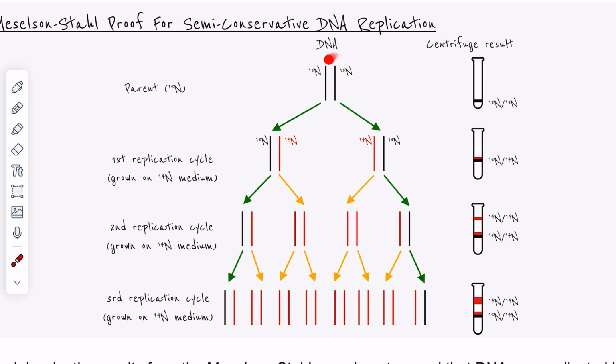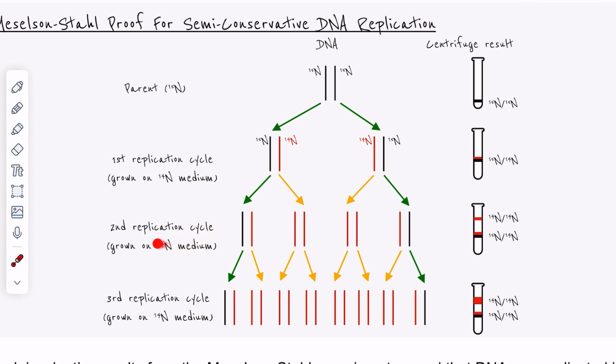This is our original parent strand of DNA. As we know, it was grown in only heavy nitrogen. So both strands contain heavy nitrogen, and our centrifuge results show that heavy density because all the DNA is that heavy isotope. Whereas after the first replication cycle, when it was grown on the lighter nitrogen medium, because of semi-conservative replication stating that each new DNA molecule will contain 1 old strand and 1 new strand, you'd expect to see bands of an intermediate density containing nitrogen-15 and nitrogen-14.